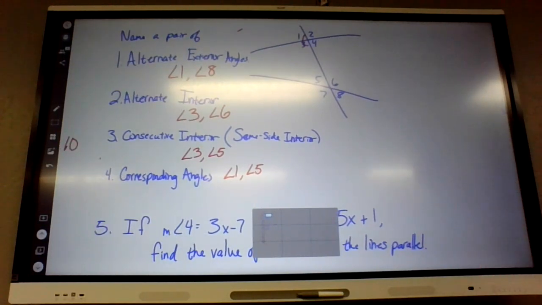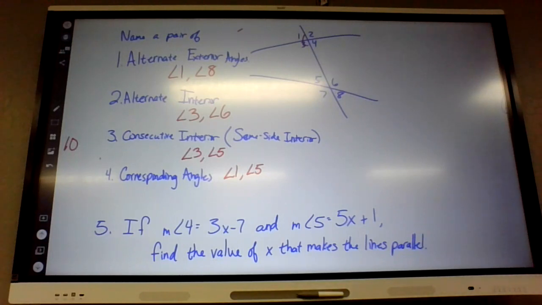Mr. Jordan, is same side interior going to be written like that? Yeah, in handwriting. I am so confused.